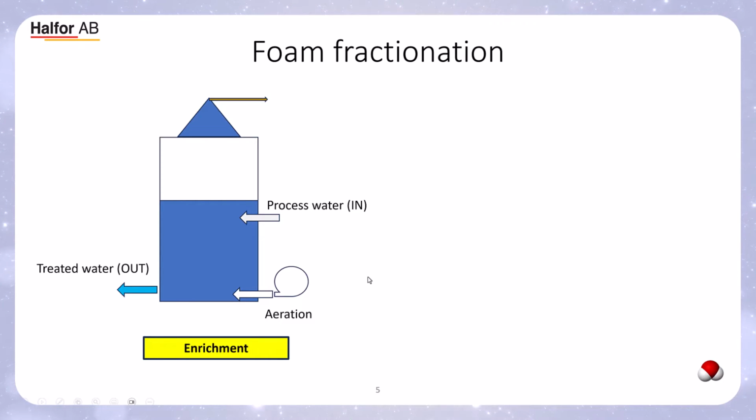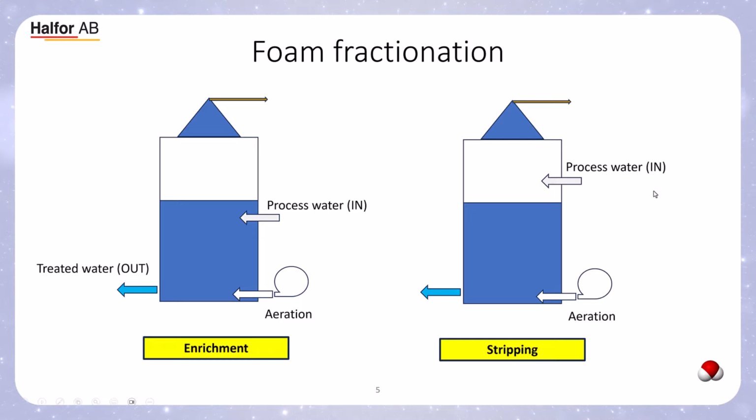Now what is the stripping mode? Very simply, the process water is now going into the reactor above the water level in the reactor. This is called stripping mode. But again, it goes downwards, meets the aeration upwards, and comes out in the bottom cleaned, and again you collect the foam at the top of the vessel. So two modes of operation, enrichment mode and stripping mode, that you can find in literature on how to run these types of foam fractionating reactors.